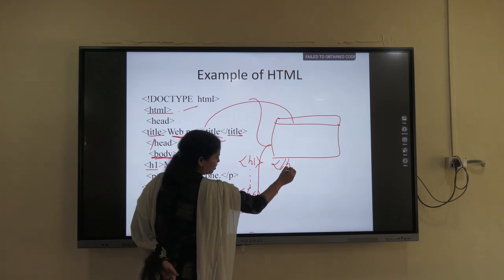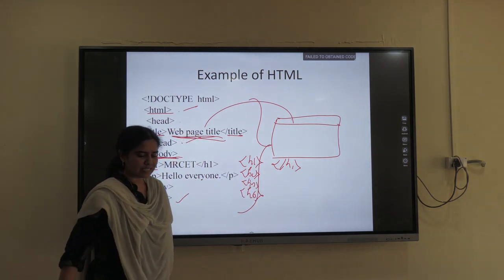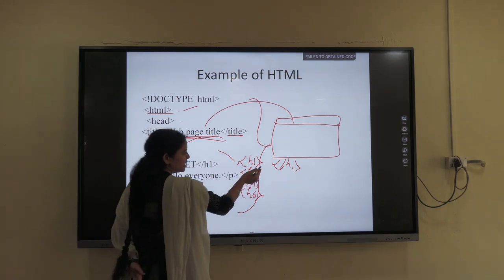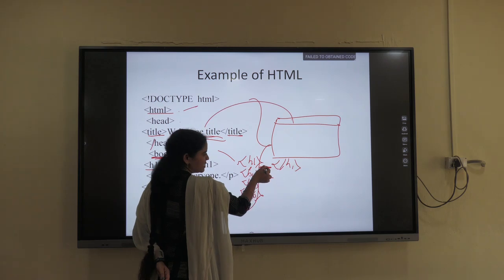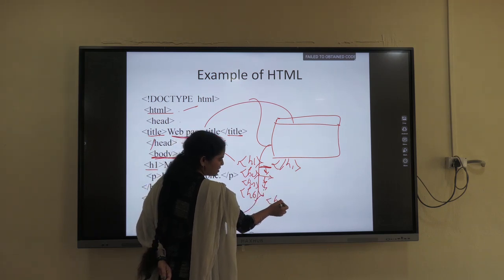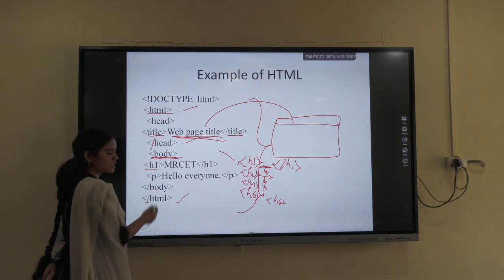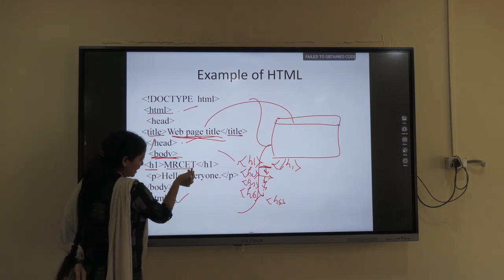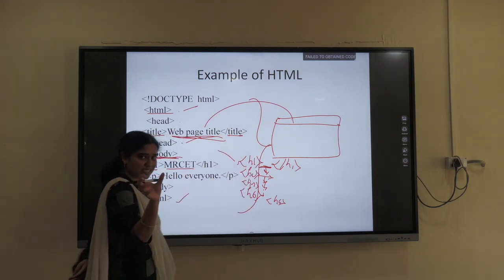Opening and closing of the H1 tag. In the same way we have H2, H3, H4, H5 and so on to H6. H1 is the highest font size of the content that you write inside it. H2 is the next size after H1, then H3, H4, and finally H6 is the smallest font size. So whatever I write in between the H1 opening and closing tag is displayed in your web browser with large size.